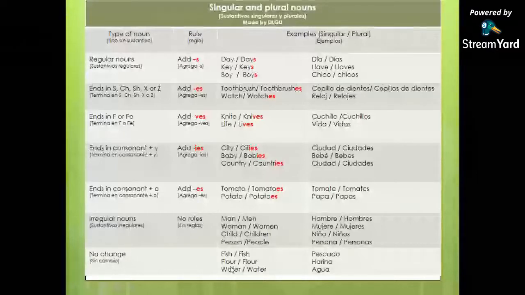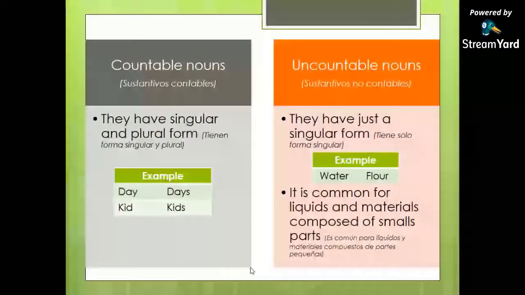For example, harina. We say harina for a grain of flour and we also say harina for a lot of flour. Or for example, agua. We say agua, but we don't say aguas. And the same happens in English. Okay. And this is because there are countable nouns, sustantivos contables, that have singular and plural forms. For example, day, days; kid, kids; día, días; niño, niños. But also there are uncountable nouns, with just a singular form. For example, water or flour, as we have seen just one slide before. It is common for liquids and materials.